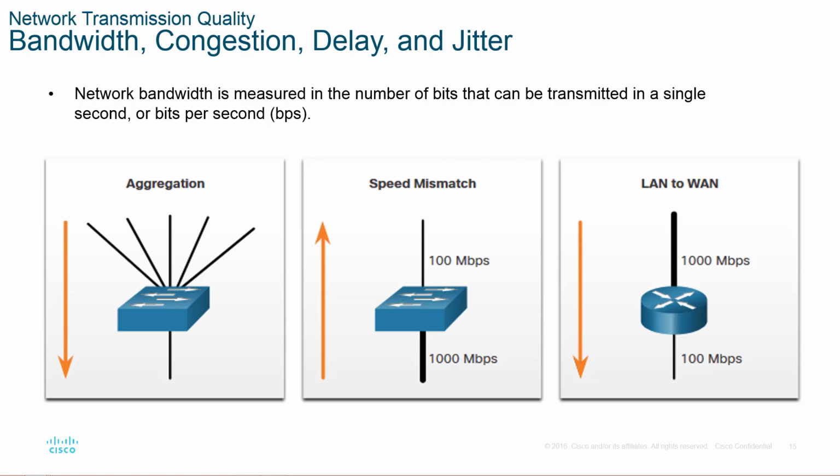Network congestion causes delay. An interface experiences congestion when it's presented with more traffic than it can handle. Network congestion points are ideal candidates for QoS mechanisms. The typical congestion points are aggregation, speed mismatch, and LAN to WAN.